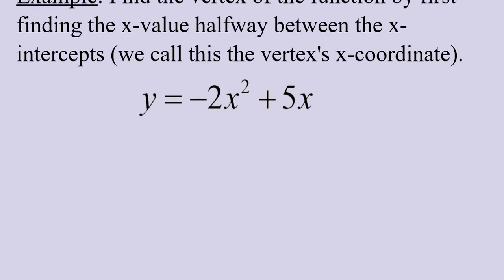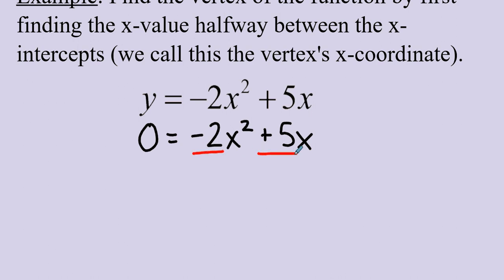If I wanted to find where the x-intercepts for this graph were, so I could get the vertex's x-coordinate, I would first ask myself, when is y going to be 0? Because that's where the x-intercepts are located. So I set y equal to 0, and now I try to factor. If there's only two terms, I can only do greatest common factor factoring. I look at what's the biggest number I can divide out of -2 and 5, and the only number is 1, so technically nothing.